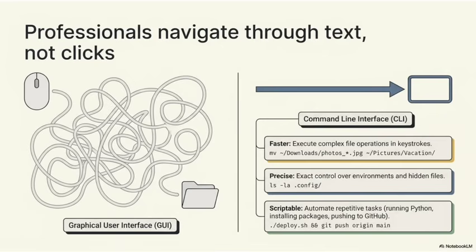3 advantages define the command line interface: speed, complex operations in one command; precision, exact control over environments and hidden files; and scriptability, automating repetitive tasks that would take minutes of clicking. Professional developers navigate through text, not clicks. This isn't preference, it's the environment where Python projects actually live.